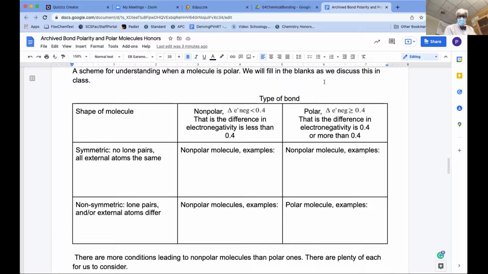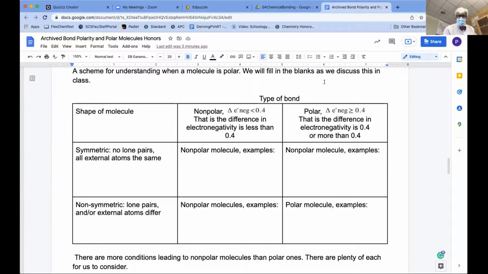Now, are there any symmetric molecules that are polar? No. Why not? Symmetry beats all. Not quite. It doesn't beat everything. But what it does do is it says, look, if you have polar bonds, but they're symmetrically arranged, they're going to cancel each other out. If I have nonpolar bonds that are symmetrically arranged, I don't have anything to worry about. There's no charges. I can't be polar if I don't have a polar bond.